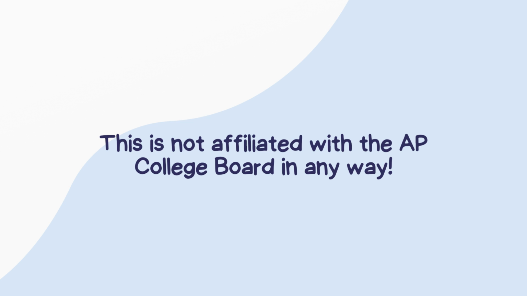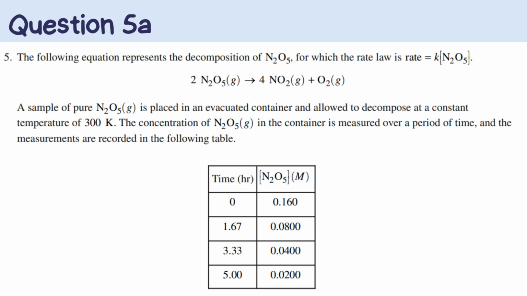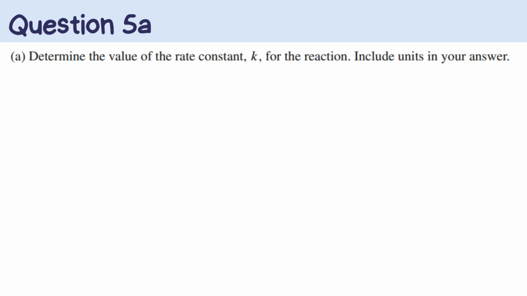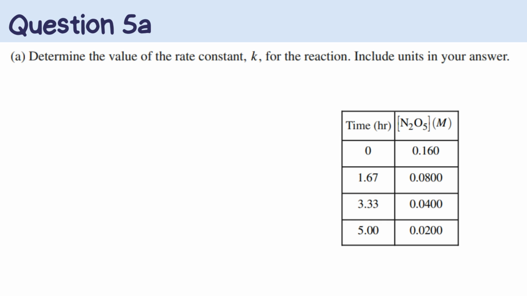Let's begin with question 5a, which asks us to determine the k value given a table with some values. I'm just going to pop the table back on here for reference. To solve for the rate constant, we can use the half-life equation, and this is actually given in your reference sheet, so you don't need to memorize it.